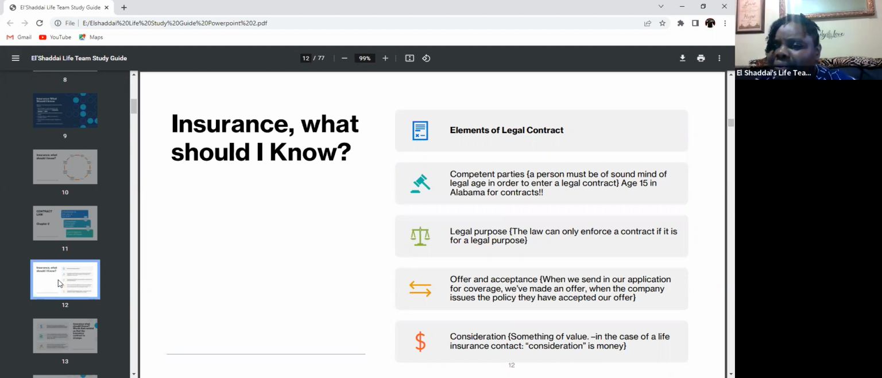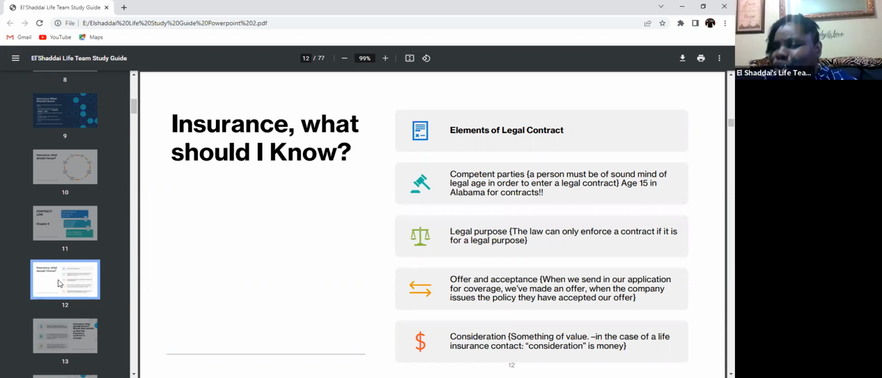Offer and acceptance. These are elements of a legal contract. What is that? When we send in our application for coverage, we are submitting an offer. When the company issues the policy, they have accepted our offer. Offer and acceptance, that's the third element of a legal contract. Competent party, legal purpose, offer and acceptance. You're not going to forget that.